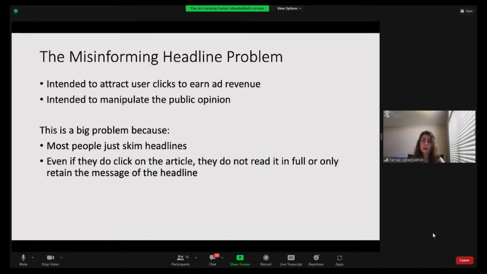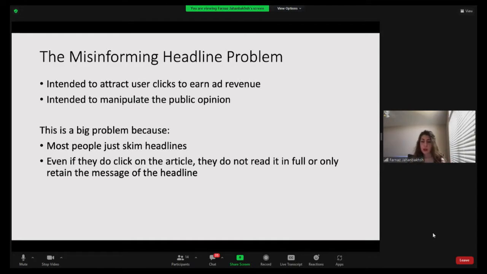So sometimes the intended goal for these headlines is to attract user clicks because the publishers run on ad revenue, and sometimes these manipulation techniques are employed by malicious actors because they want to disinform the public and manipulate their opinion. And here we have the same problem as I described before, that people just don't click on the headlines. Their information consumption comes from headlines.